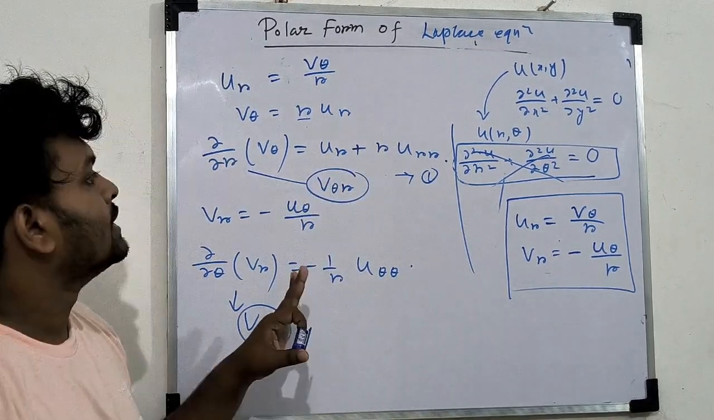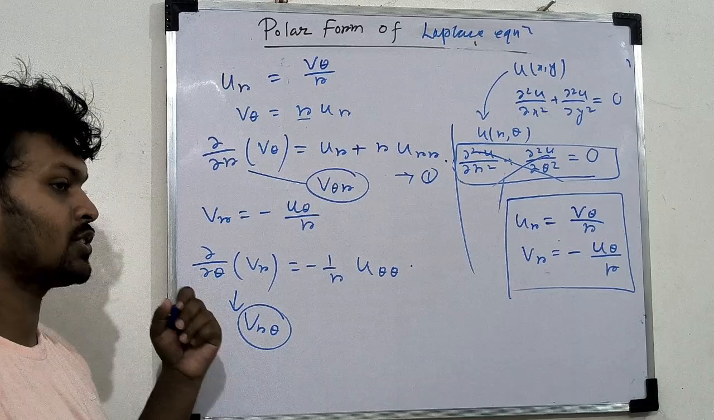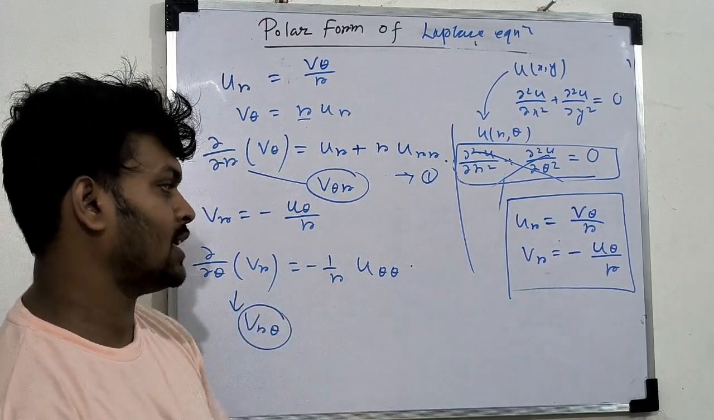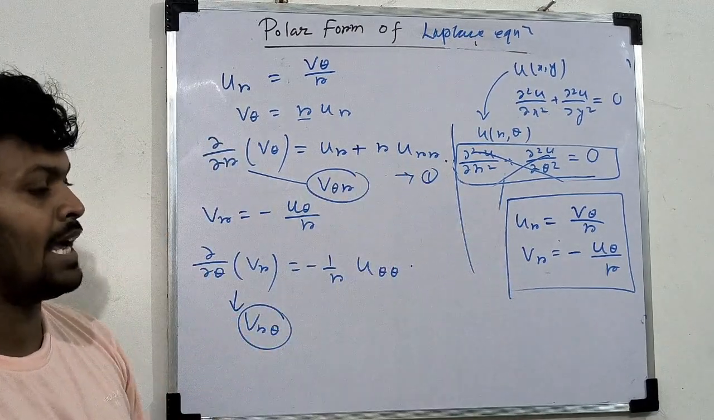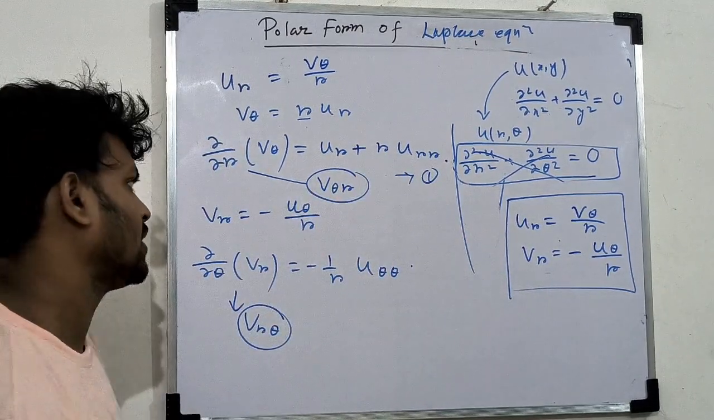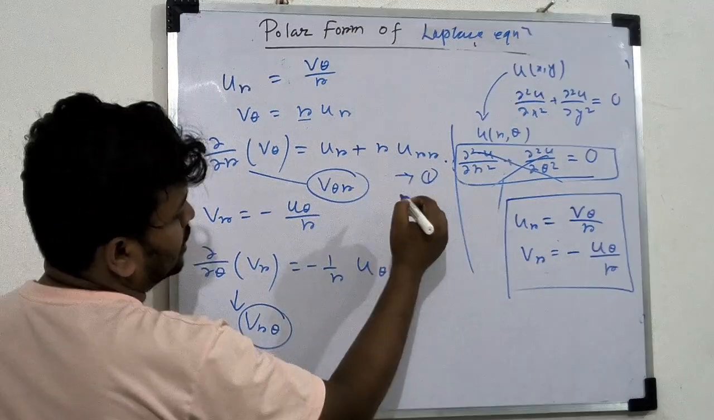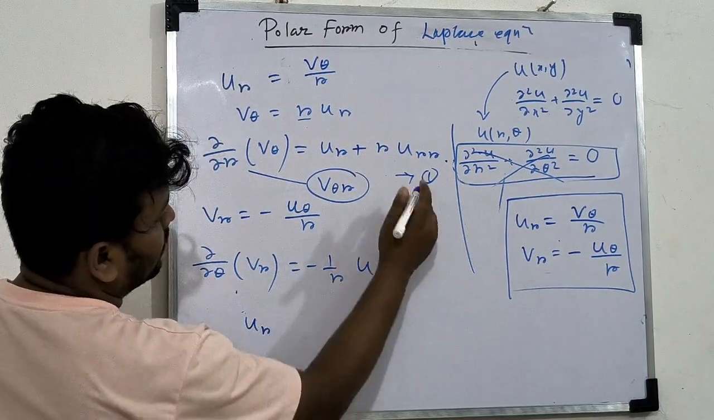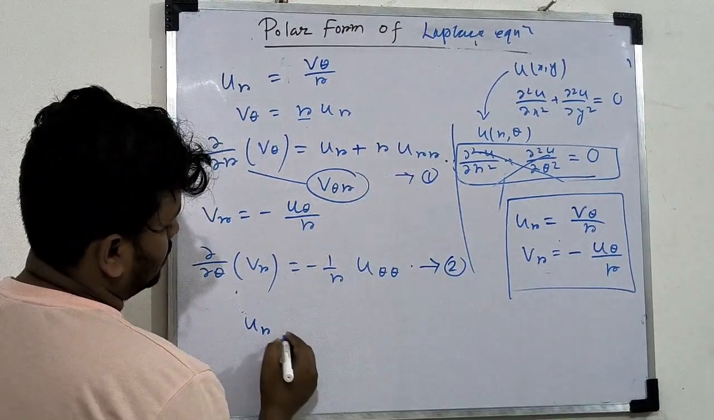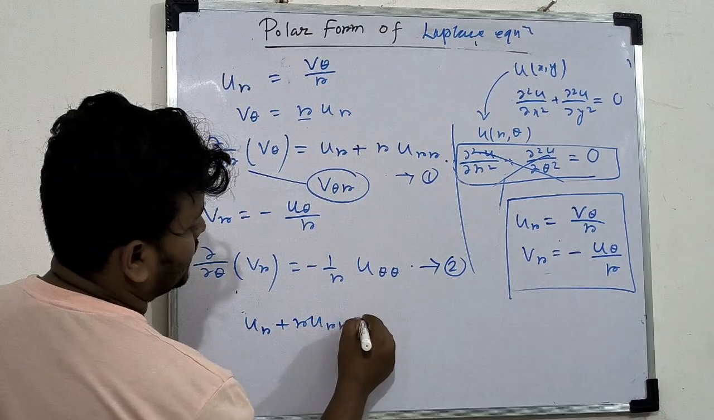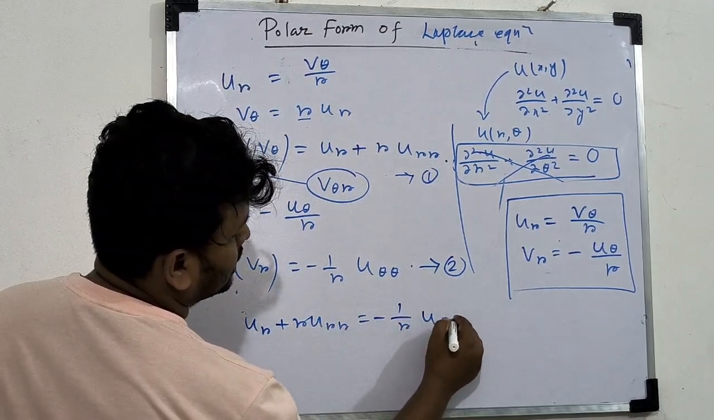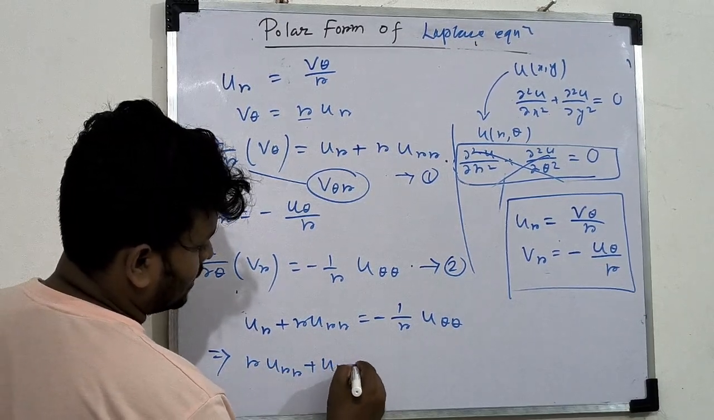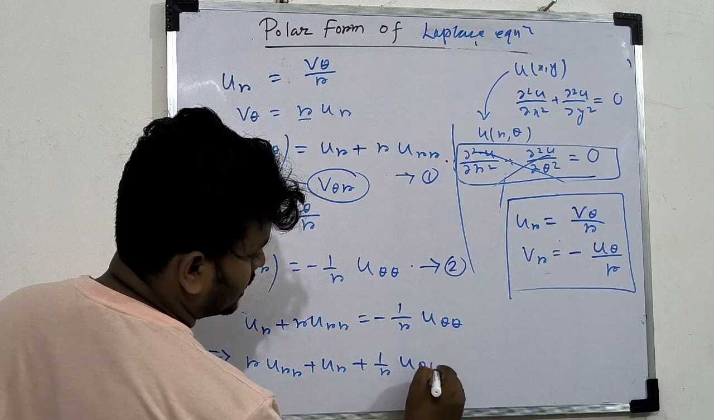Whenever the second derivative of a function exists and is continuous, these two will be equal. For the CR equation, f should be analytic if these partial derivatives are continuous. So from this, these two will be equal, meaning the right hand sides will be equal. Therefore from equation 1 and equation 2, u r plus r u r r equal to minus 1 by r u theta theta. So we can write r into u r r plus u r plus 1 by r u theta theta equal to 0.